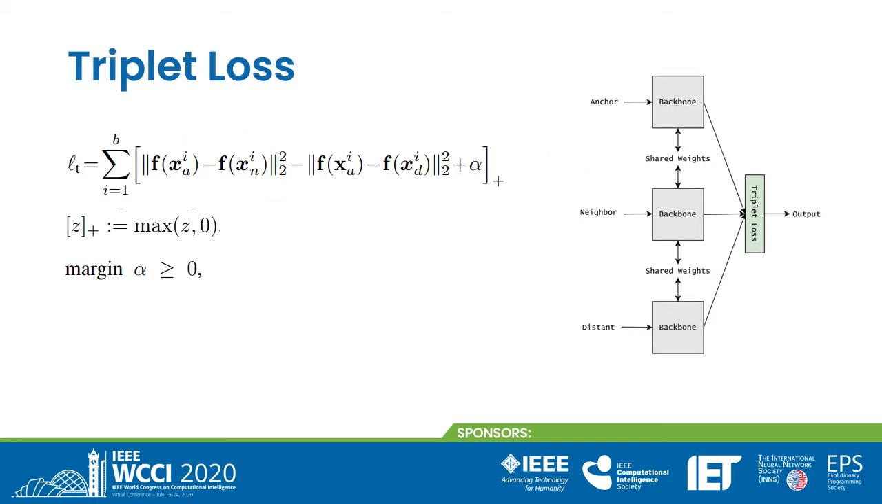Let's see the triplet loss in theory. We assume that the embedding of the anchor is f(xa), the embedding of the neighbor is f(xn), and the embedding of the distant is f(xd). We can write the loss like this, where the bracket with plus is the standard hinge loss, and we have a positive margin alpha. We want the distance of anchor and distant to be at least alpha away from the distance of anchor and neighbor.